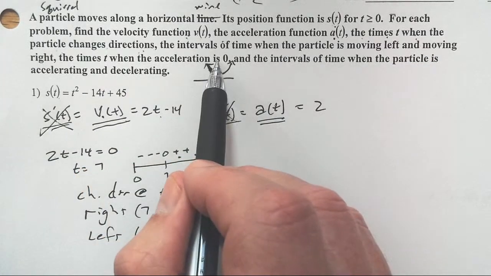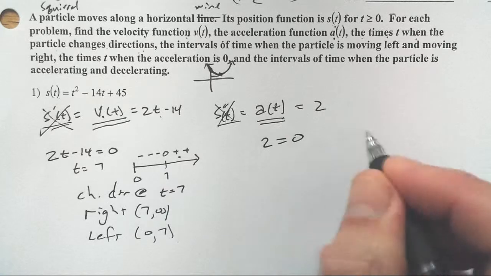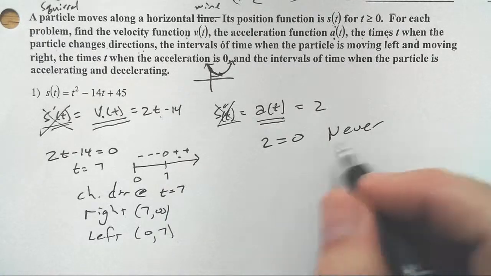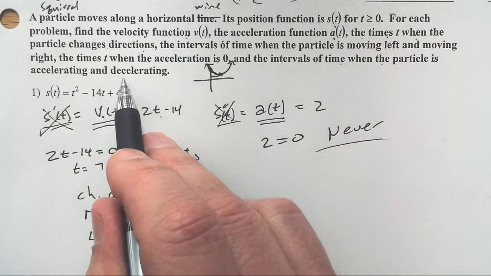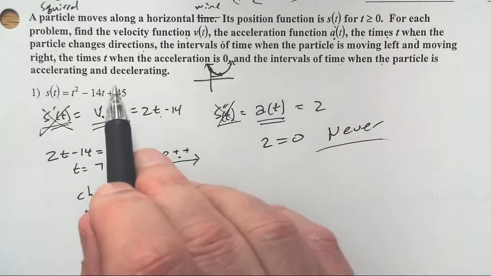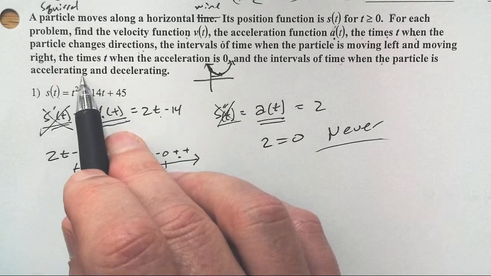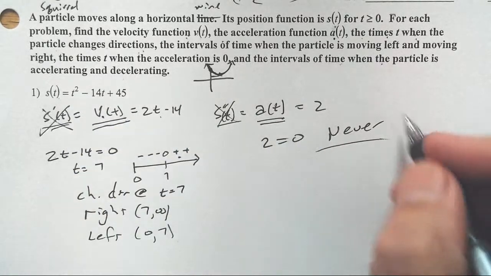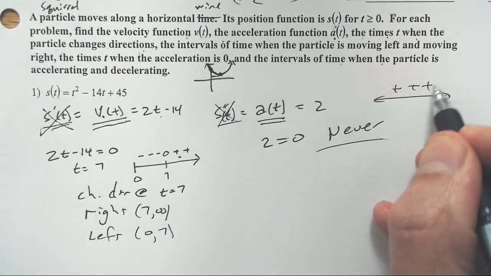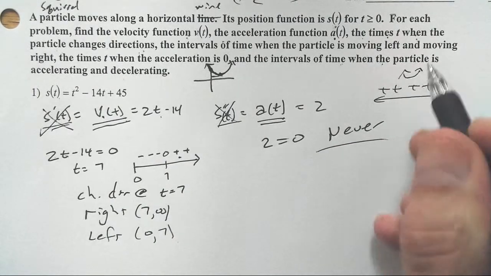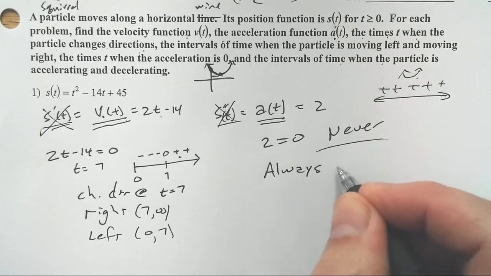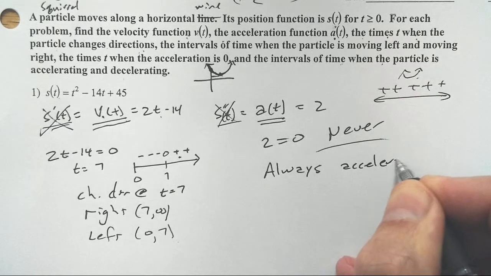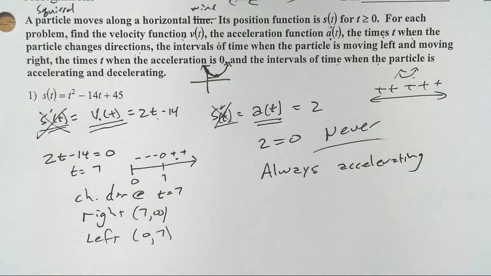The time t when acceleration is 0. Well, acceleration is 0 when 2 equals 0. Never. And the intervals of time when the particle is accelerating. That's the physics speak of asking, when are we concave up? And since the second derivative is always positive, we would say we're always concave up. That means we're always in a state of acceleration. Always accelerating. Therefore, never decelerating.